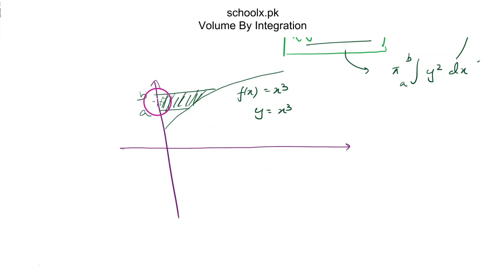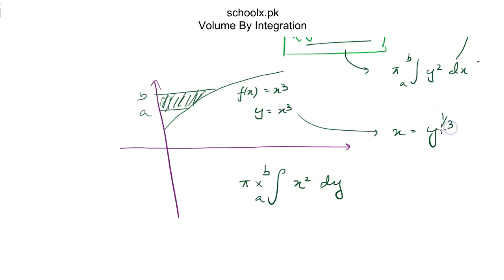Now A and B are the limits on the y-axis. So what we'll do is we'll do pi integral from A to B of x squared dy. So what do I mean by that? x equals y cube root, right? So we'll put y here. So this will give us pi integral from A to B of y to the 1 by 3 squared dy.